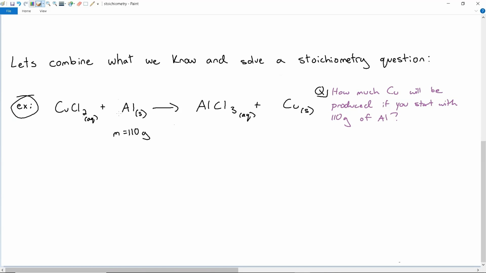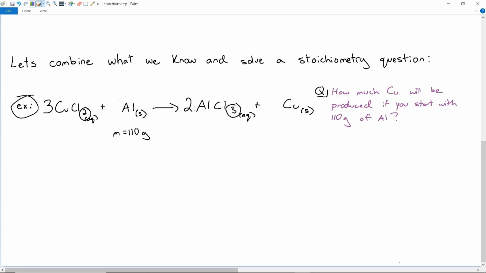But before we can really start with this question, we do need to make sure that our equation is balanced to get accurate mole ratios. And let's do just that. I can tell that chlorine is not balanced because I have 2 atoms of chlorine here, but 3 atoms of chlorine here. If I want to make them have the same amount on my reactant and product side, I would need to put a 3 on copper chloride and a 2 on aluminum chloride.